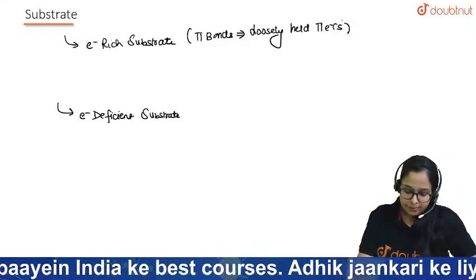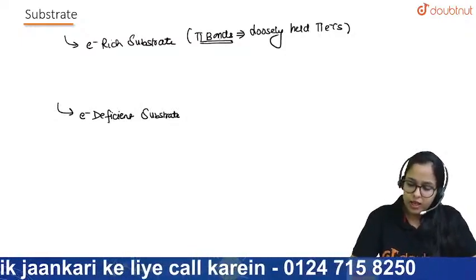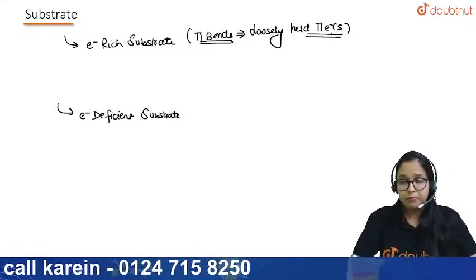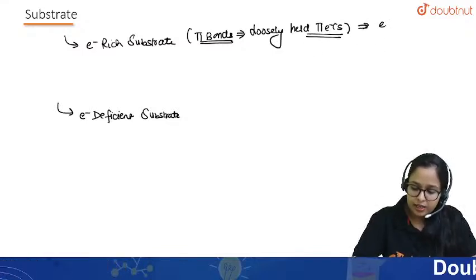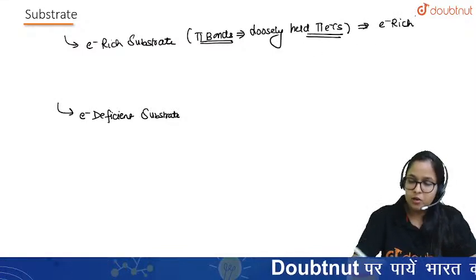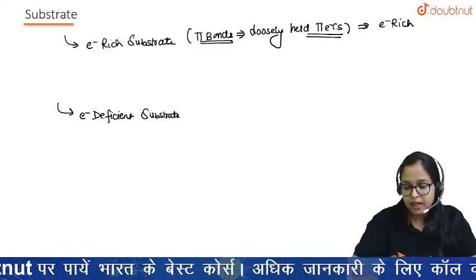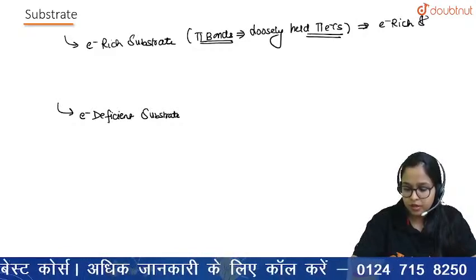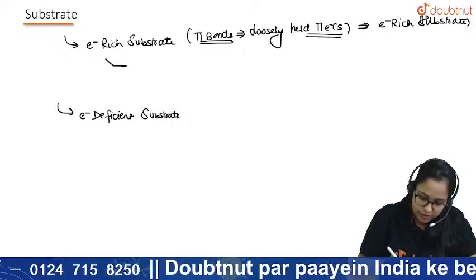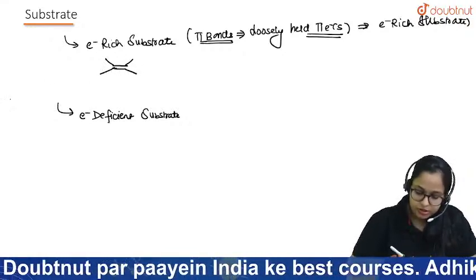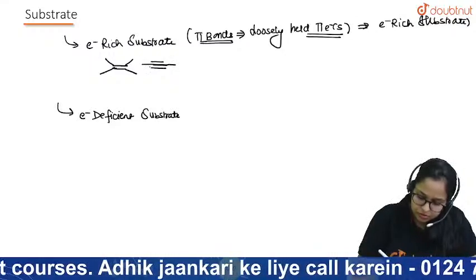The electron rich substrates have extra pi bonds within the molecule, and pi bonds are weak bonds. They have loosely held pi electrons, and that is why we say they are electron rich species. They are electron rich substrates. For example, an alkene is an electron rich substrate. Alkynes are also electron rich substrates.